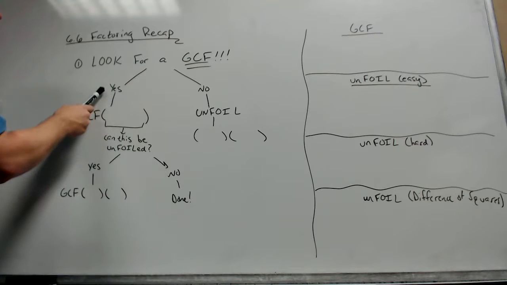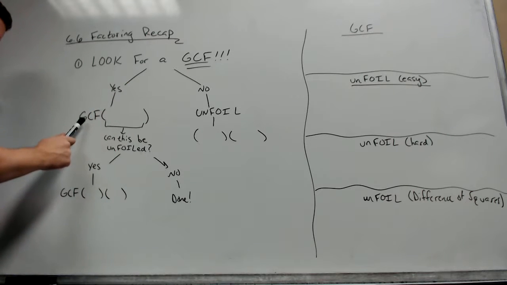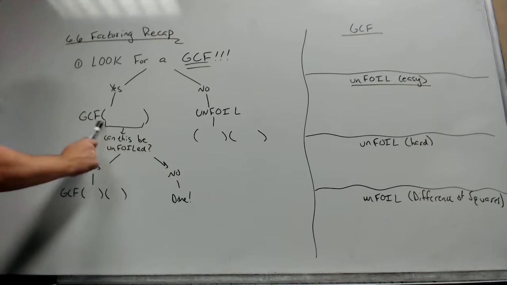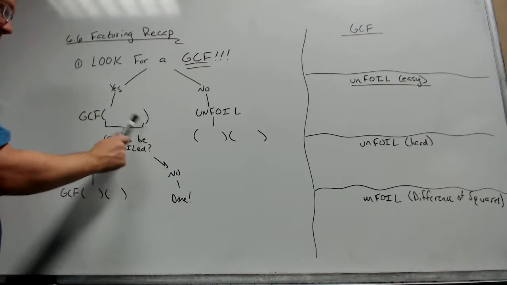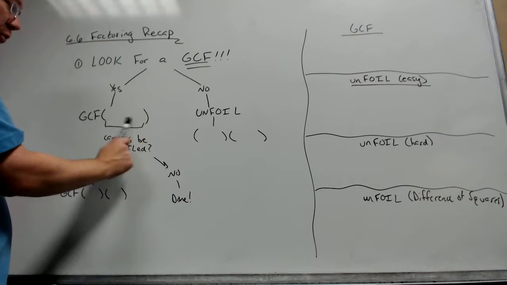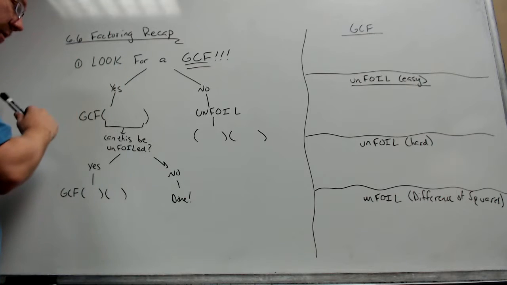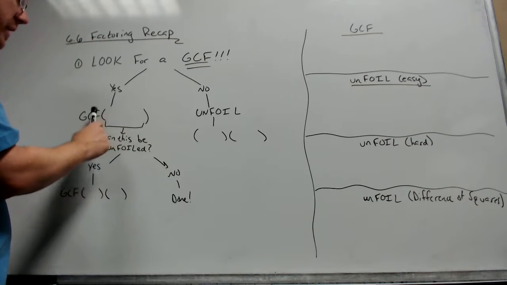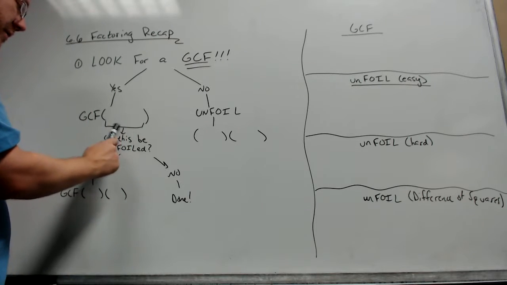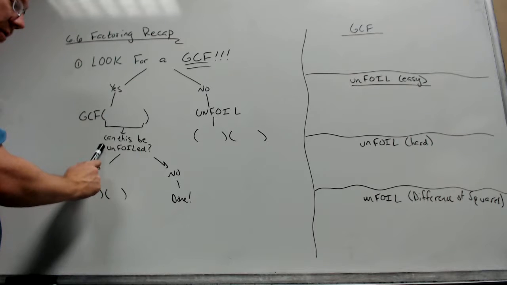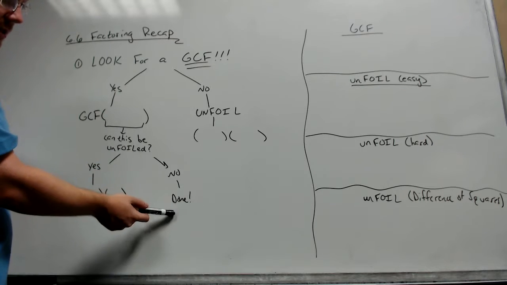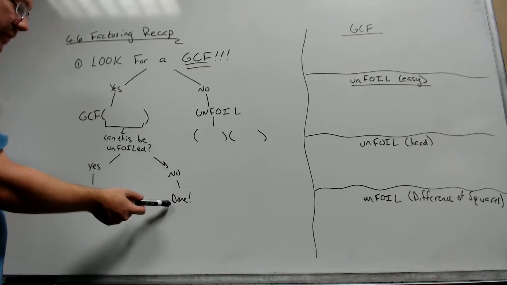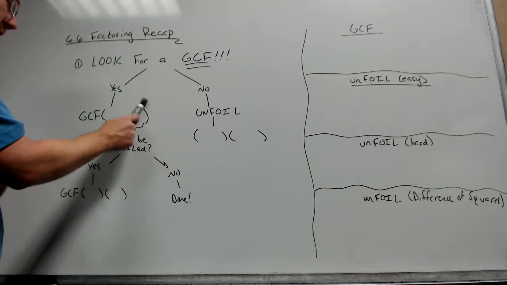If you can find the greatest common factor, then yes, great. Write down the greatest common factor and you only end up with one set of parentheses. GCF times what gets me my original polynomial. So with a GCF, one set of parentheses, but you're not always done there. When you have a GCF, you have to be wary about what's left over. Can what's left over be unfoiled? Well, if the answer is no, then you're done. And this would be your answer.